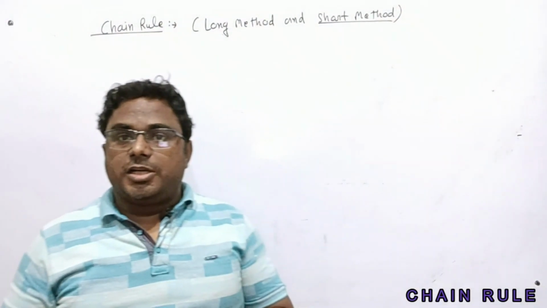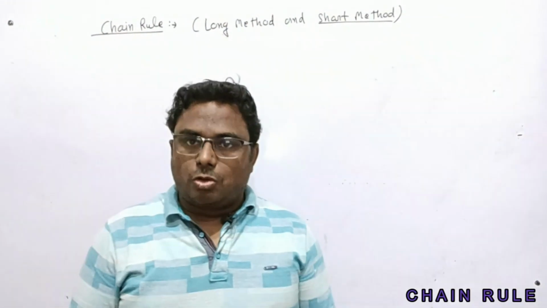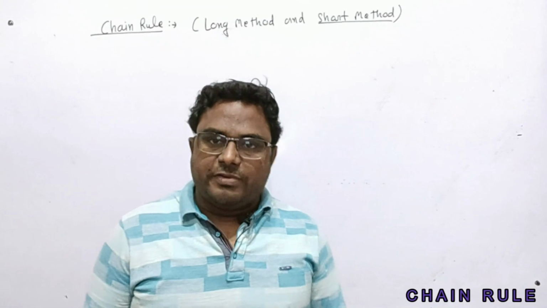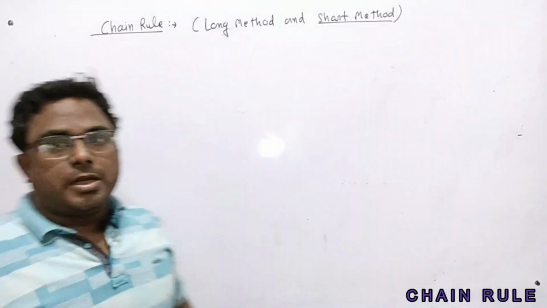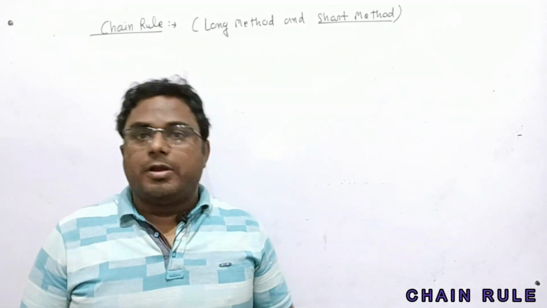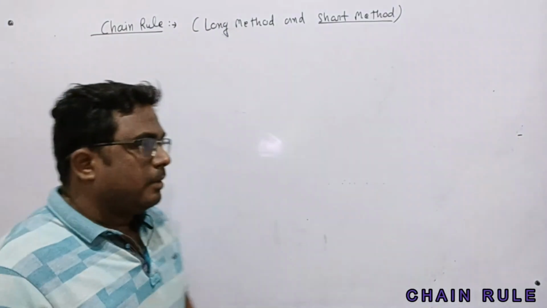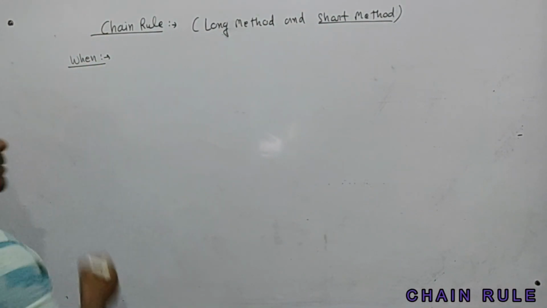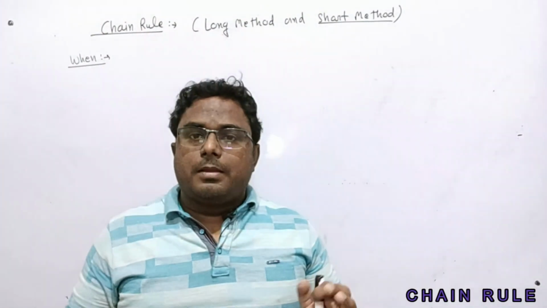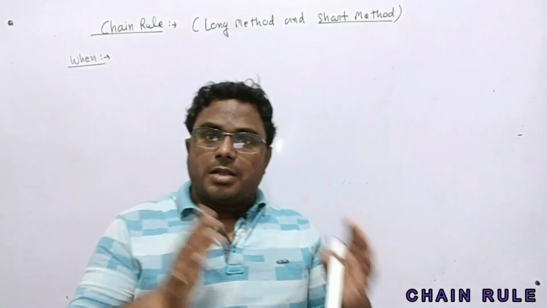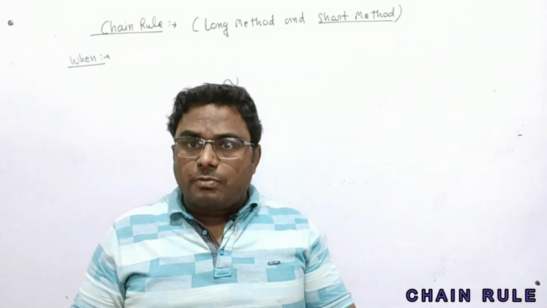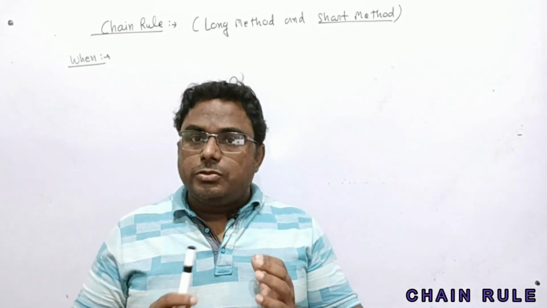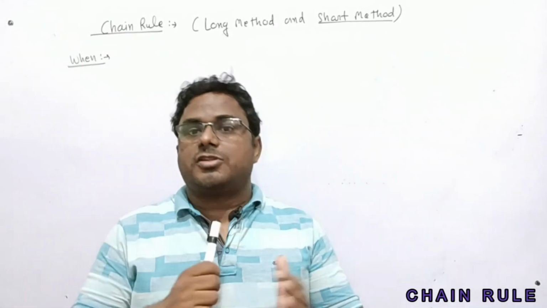Chain rule. Now I will explain chain rule by two methods, long method and short method. Chain rule is very important and it is used most of the time in the topic of differentiation. But the question is, when do we use chain rule? What is the requirement of chain rule? So first of all, let us understand about when. When one function is given in terms of some other function, then this type of function is known as a composite function. And chain rule is used to do the derivative of composite functions.